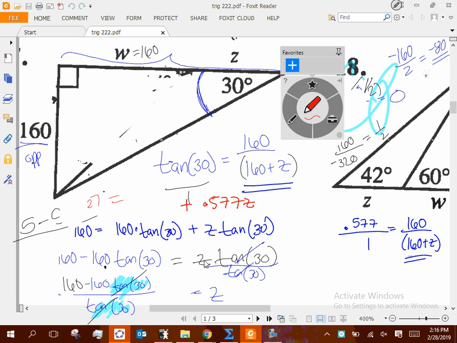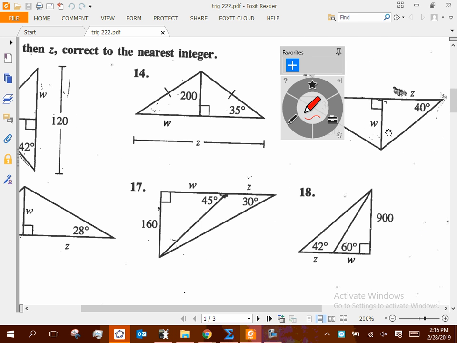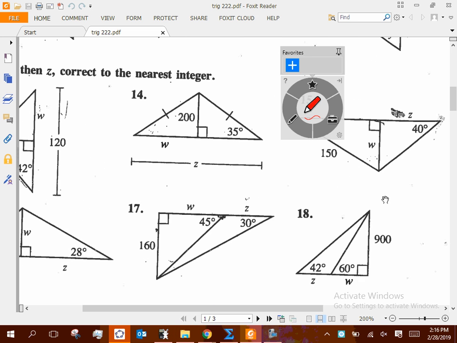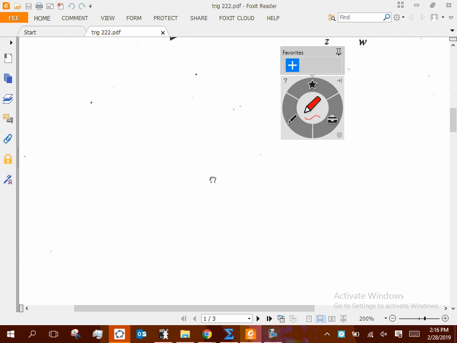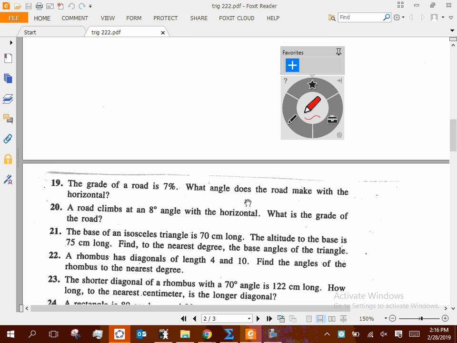All right, so your homework tonight, guys, this question is going to help you do 15. So 16 is going to help you do 15. 17 is going to help you do 18. I'm going to give you a couple out of here, so I want to talk real quick about how I can help you with number 20, which is going to be your homework question. I want to do 19 to help. Does anybody know what the grade of a road is? Yeah. What? Okay.